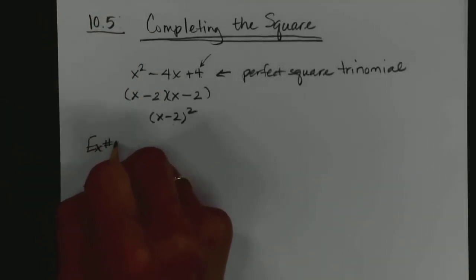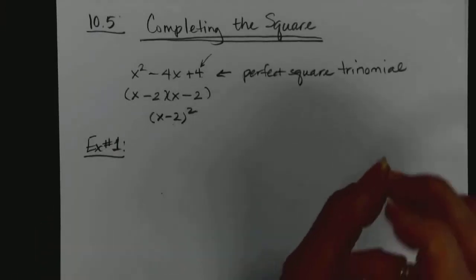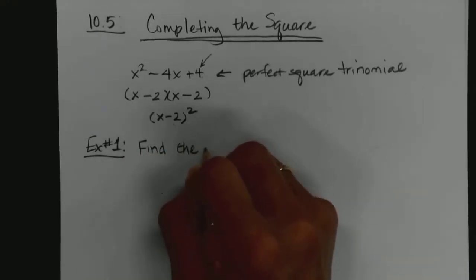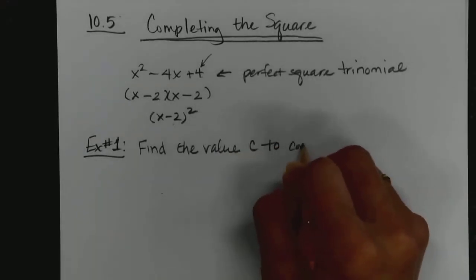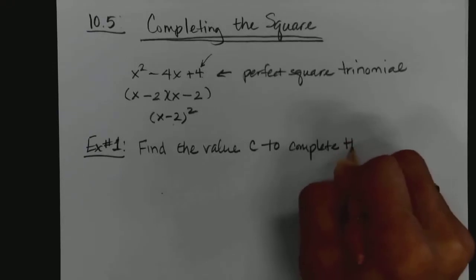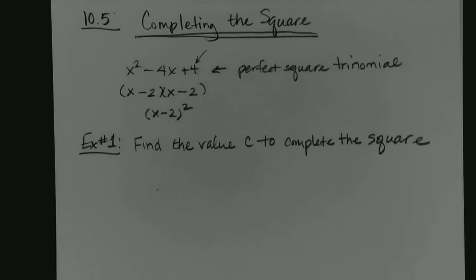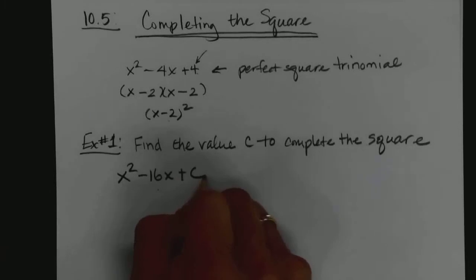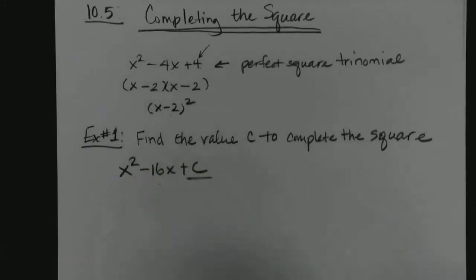So here's example number 1, and I'm going to show you. First, we're going to start by finding that new C. The first question would be: find the value of C to complete the square. And I'm going to give you the formula for finding that new C. It's going to look something like this. I'm looking for this C to make this a perfect square trinomial.